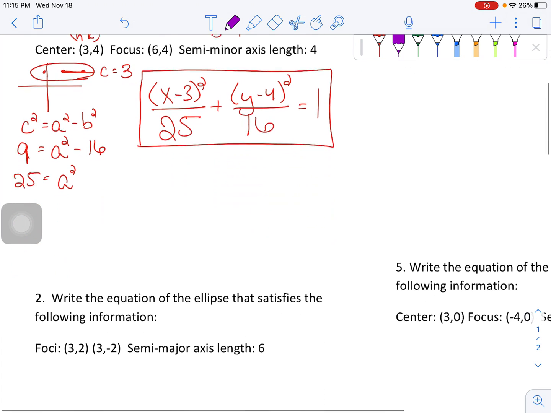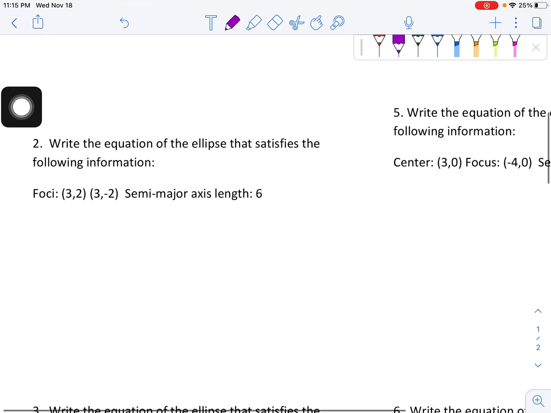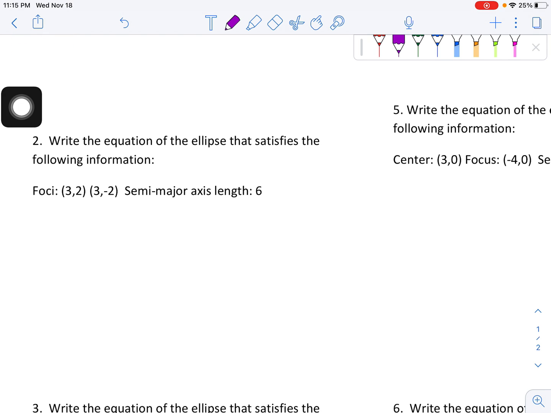This particular worksheet is numbered a little weird, so I'm going to go down to get to problem number 2. Okay. The equation of an ellipse satisfies the following information. We've got 2 foci. We have a semi-major axis length, so a is equal to 6, okay?